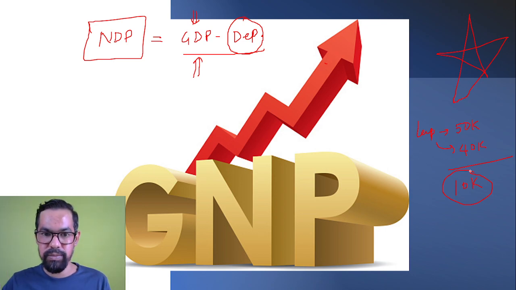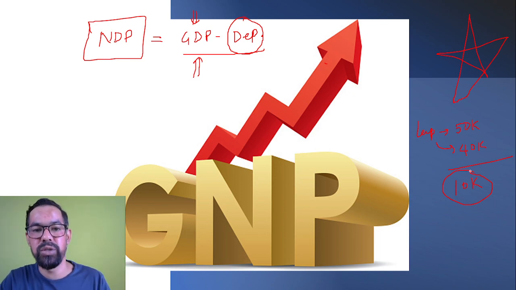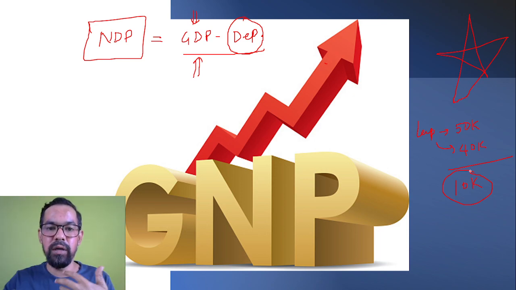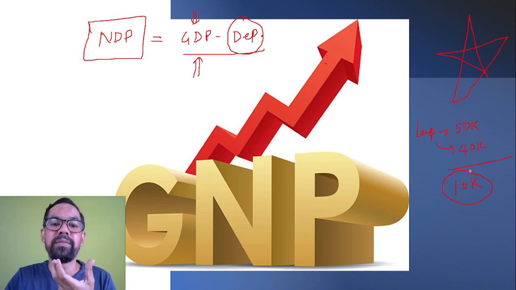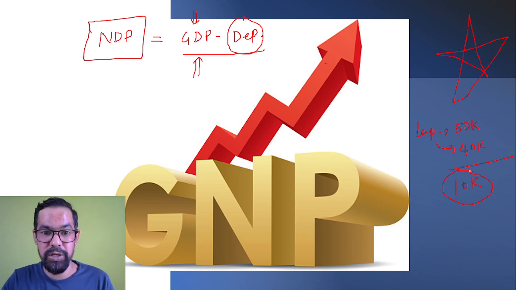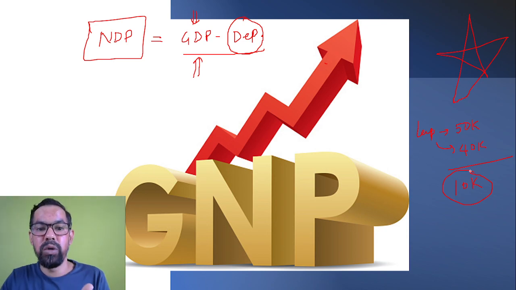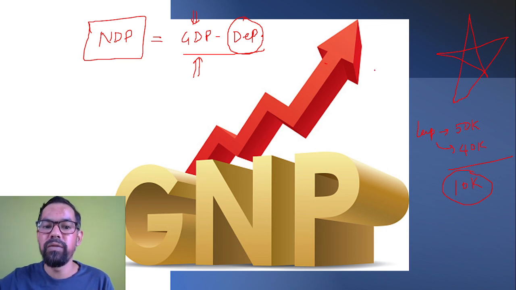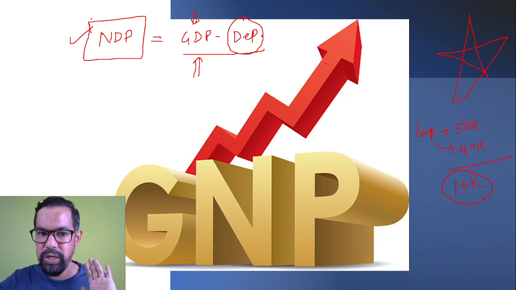So you buy some machinery, you install some machinery. Due to wear and tear, the value of that machinery decreases by a certain percentage. If you adjust that particular amount from GDP, your outcome will be NDP. Hope this is clear to each and everyone.